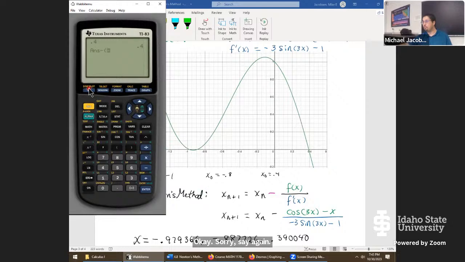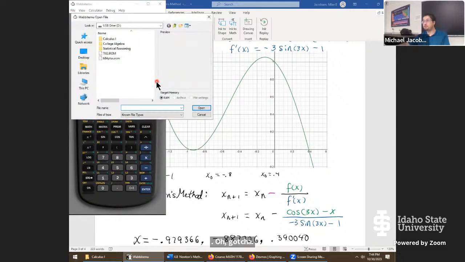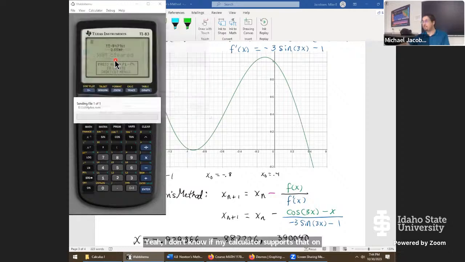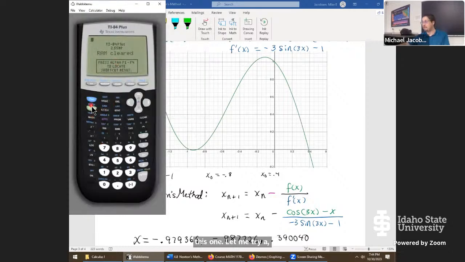Alpha y equals. I've never tried that trick. What does alpha y equals do? Sorry. Oh, gotcha. Yeah, I don't know if my calculator supports that on this one. But let me try. Are you using a TI-84? Let me try it over here, see what it does.